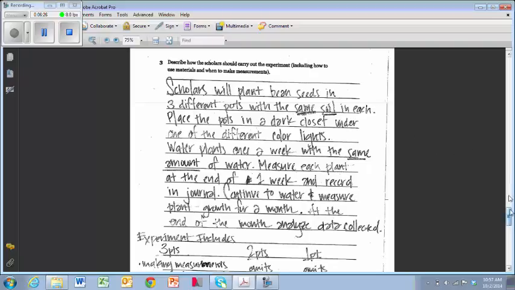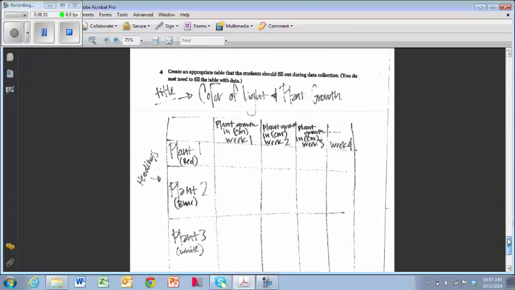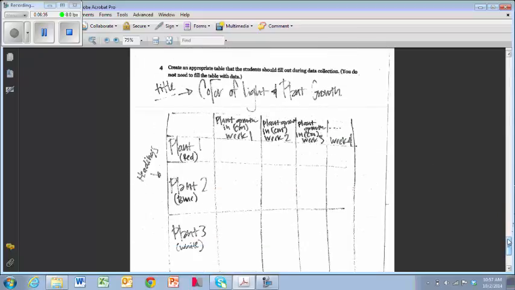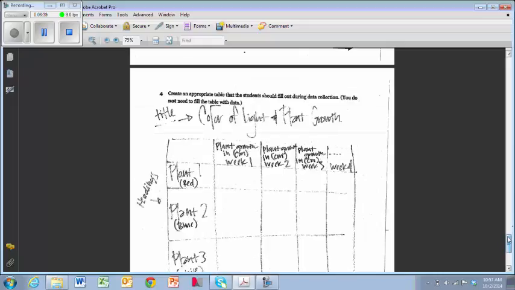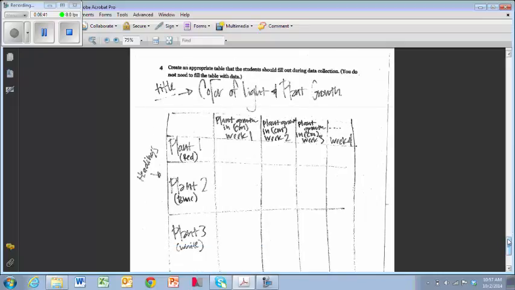Once you're done grading question number 3, you can move on to question number 4. Question number 4 asks scholars to draw a table that they could fill in during this experiment. For this question, they do not need to fill in the data. If they do, it's okay, but they don't need to. And this question's worth 3 points.